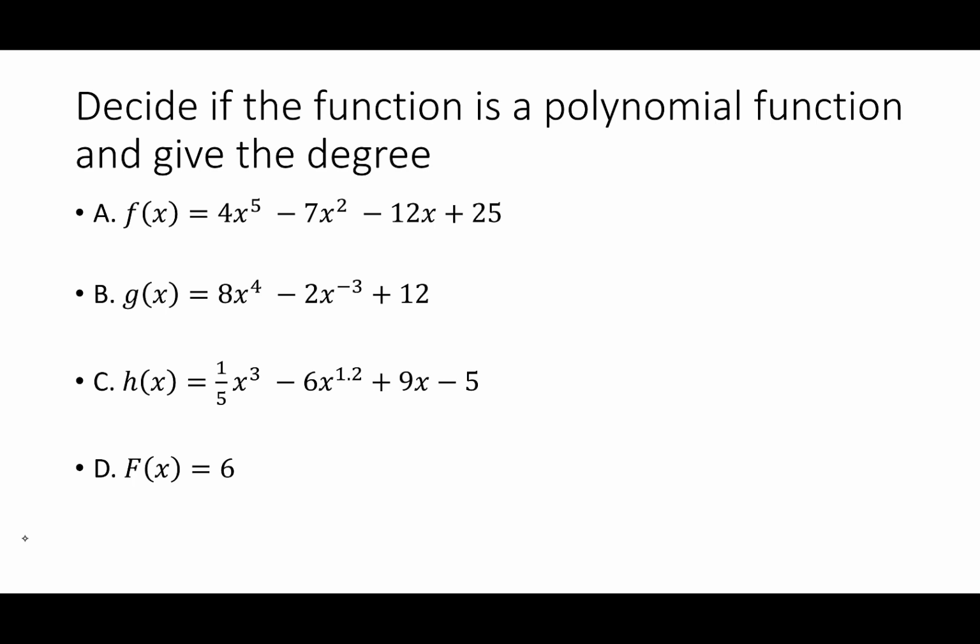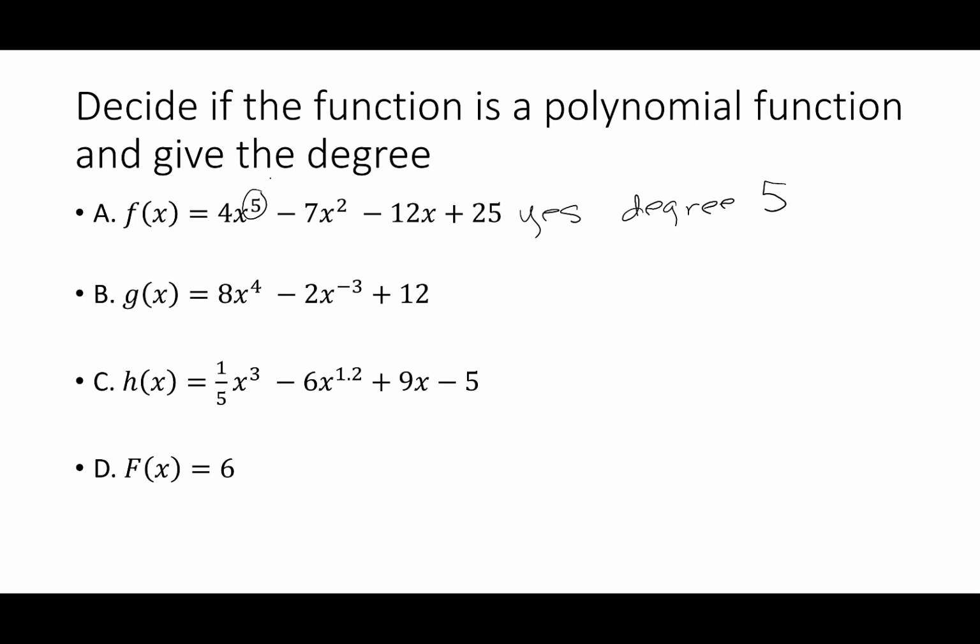A says f of x is 4x to the 5th minus 7x squared minus 12x plus 25. So this is a polynomial function. The degree would be 5. So it's just the power for the leading term. When you're doing this, make sure you look through all of the terms. It's not necessarily going to be the first one. Nothing says we have to write the polynomial in descending order. So just make sure that you're taking a good look through it before you decide what the degree is.